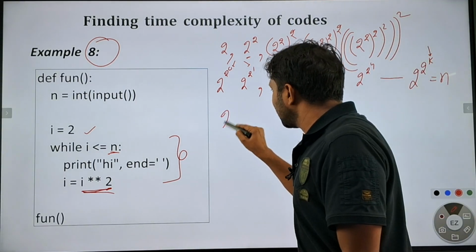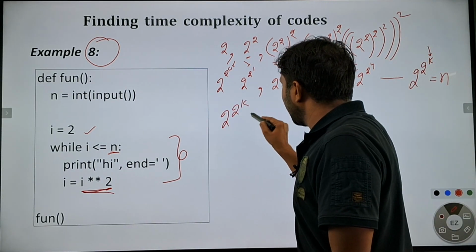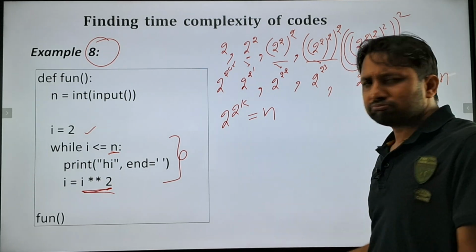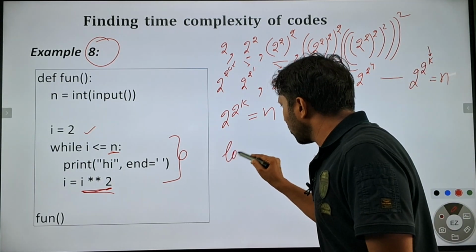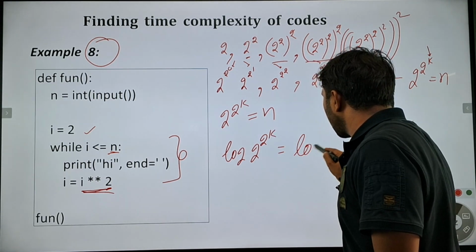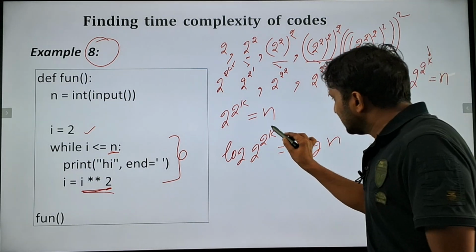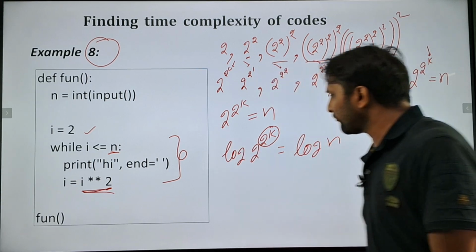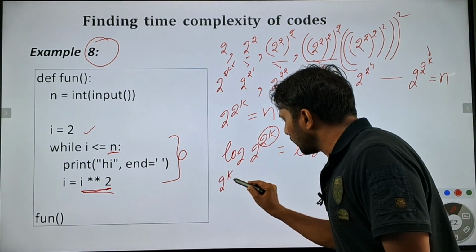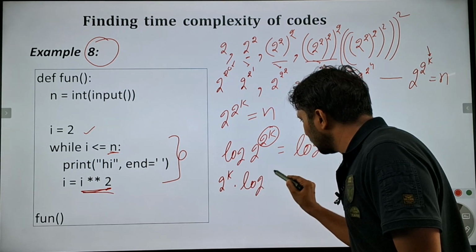So if we solve it, 2 power k is equal to n. That is the time complexity. So how can we solve it? Taking the log on both sides: log of 2 power k is equal to log of n. This is the power, take it to the front. We know the log property: whatever is the power comes to the front, so k into log 2 is left over here.